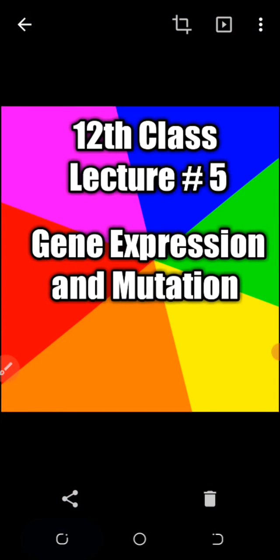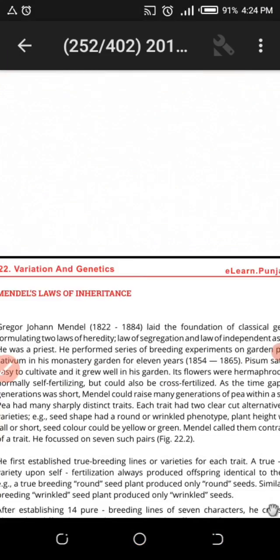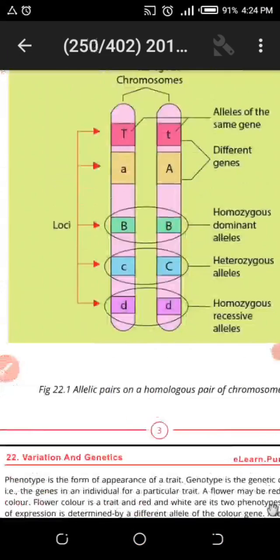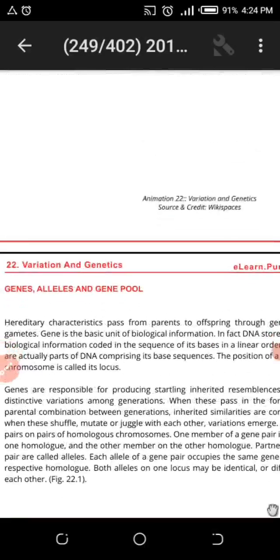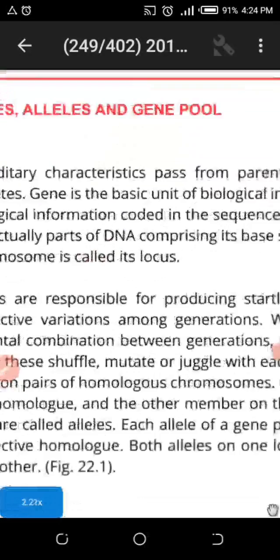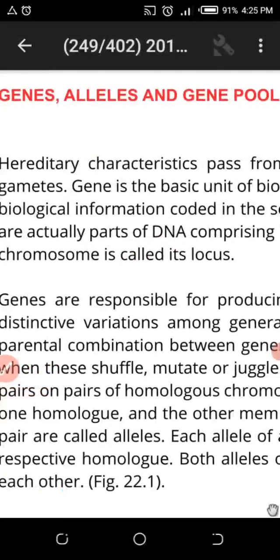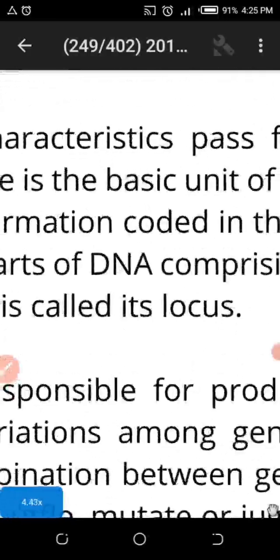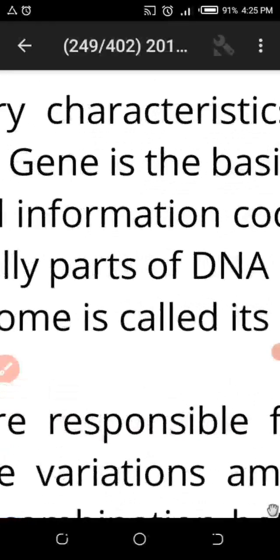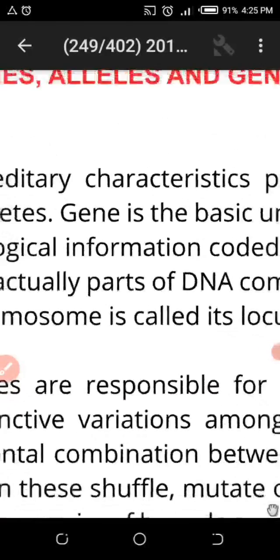Lecture number 5, Gene Expression and Mutation as Sudden Change for second year class. Sudden change in genetic material is called a mutation. I will start from simple information, then I will go to Mendel's law of segregation. What are genes? First of all, genes are parts of the DNA, and they control the character.